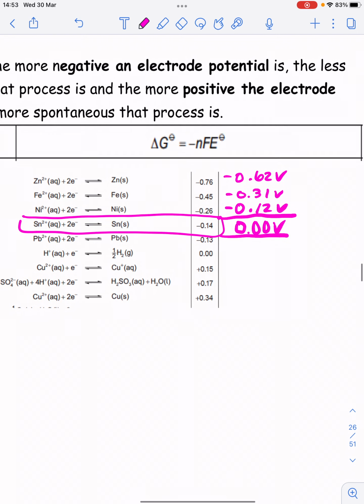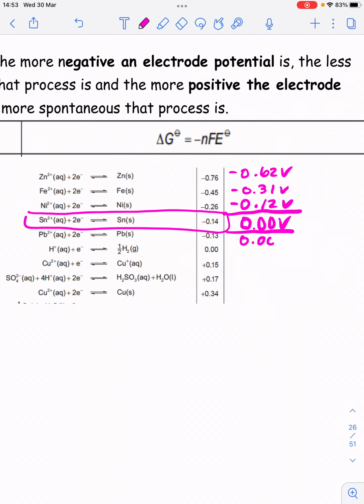The one beneath it, lead, would be 0.10 volts, and it would be positive now because it's in the other direction from tin. So the positive and negative, again, is just which direction the electrons are flowing relative to this tin electrode. When the electrons flow to the tin electrode from the other electrode, it's defined as having a negative potential. And when the electrons flow from tin to the other electrodes, they're defined as having positive values. So lead would flip and would now have a positive electrode potential.